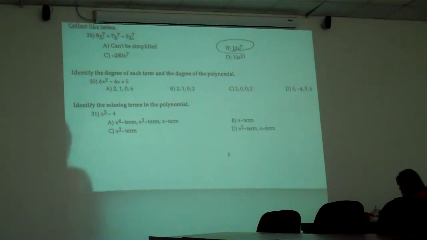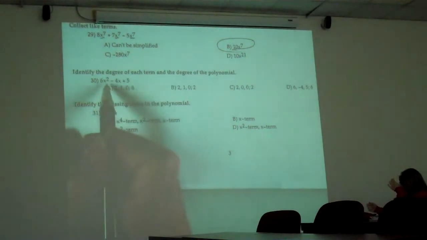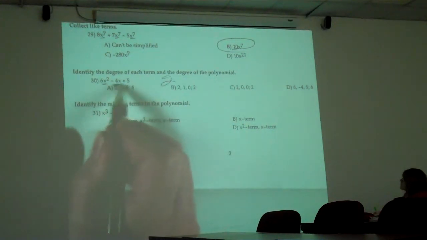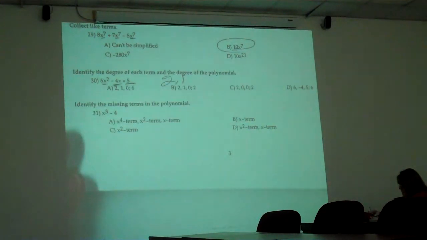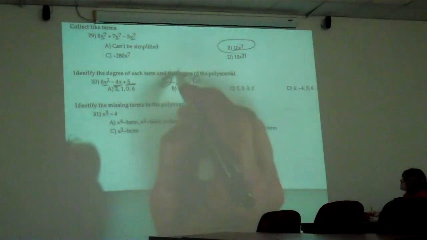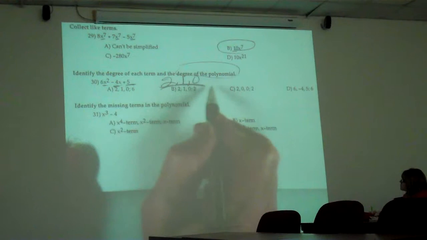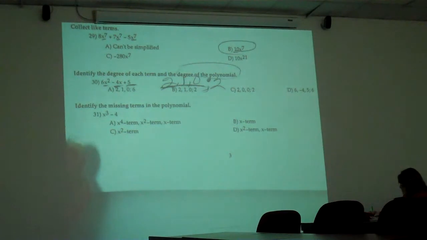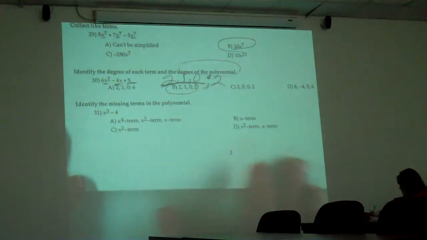Identify the degree of each term and the degree of the polynomial. The degree is the exponent here. This degree is 2. This degree is 1. This degree, your variable would be to the 0. And the degree of the polynomial would be the highest degree. So this is the degree of each term. The degree of the polynomial is the biggest one, 2. So it's 2, 1, 0, and then 2.